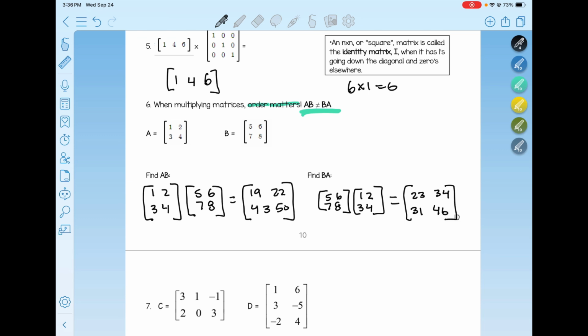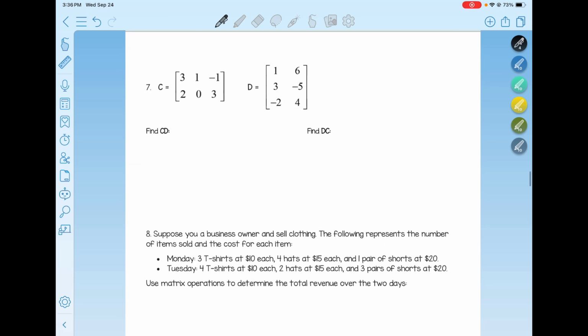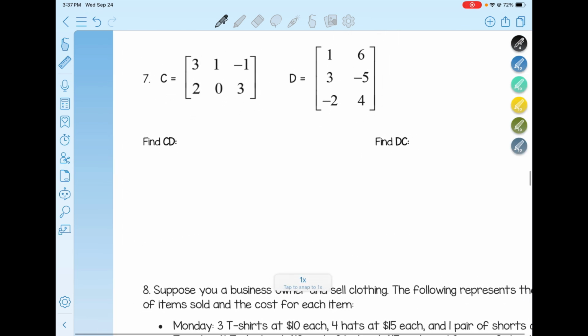All right, so what I want you to do is take a minute. Will you just try 7? See if you can find CD and find DC. All right, so hopefully you took a moment and tried to figure those out. Let's go ahead and figure these out together.